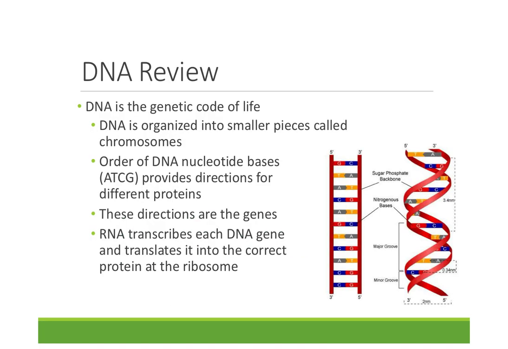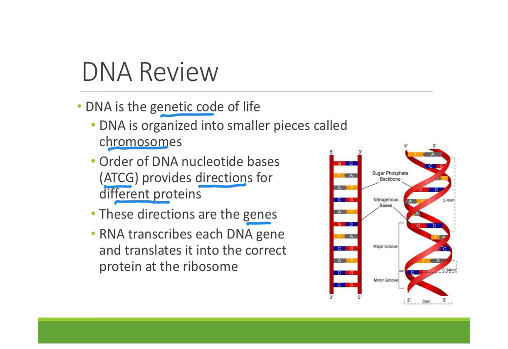Before we get into the details of this video, I want to do a little bit of review. Remember that DNA is your genetic code, and it is organized into smaller pieces called chromosomes that are found in the nucleus of the cell. The order of the DNA nucleotide bases, which we identify with the letters A, T, C, and G in a shortened form, provides particular directions for a particular protein. And those directions are actually what the gene is. It's the directions for a particular protein.